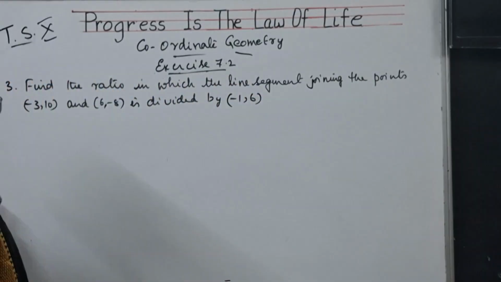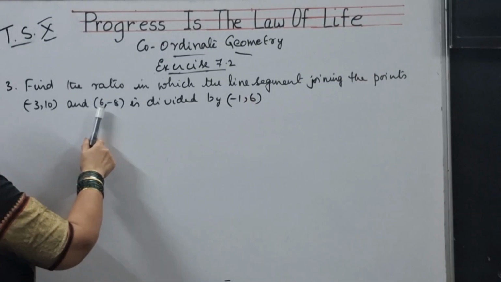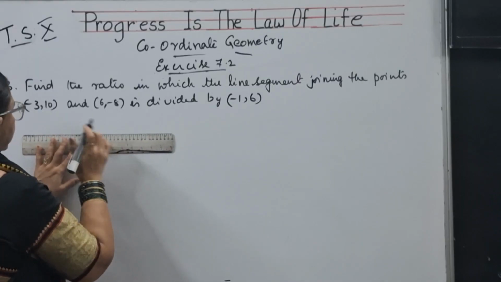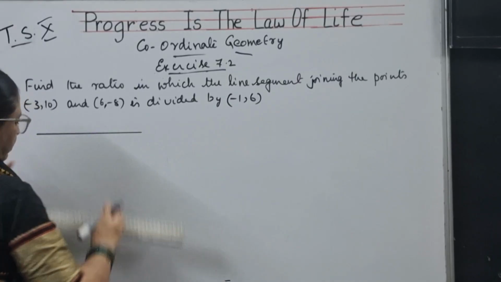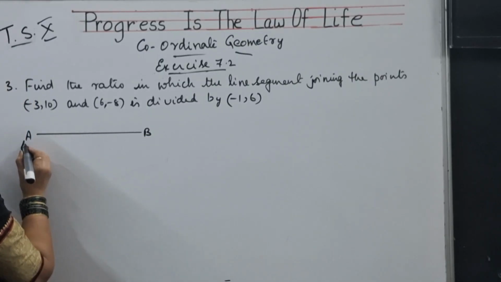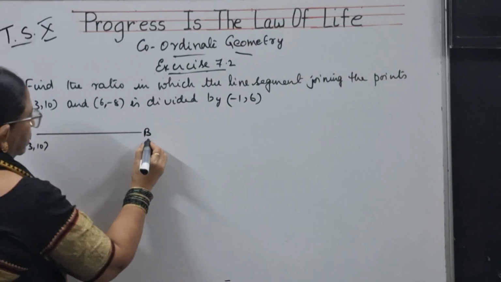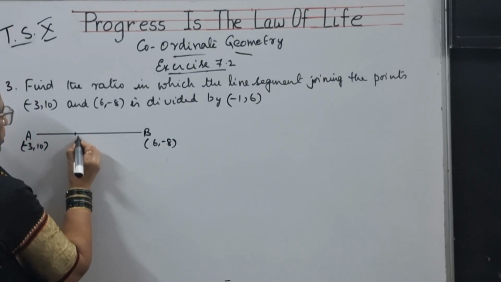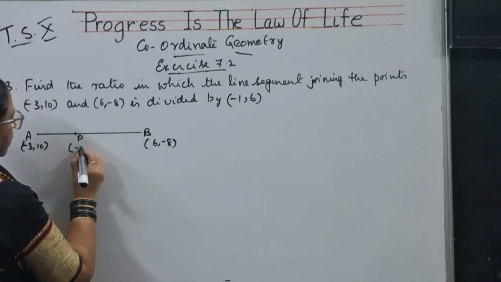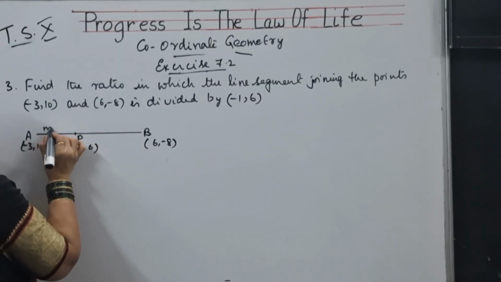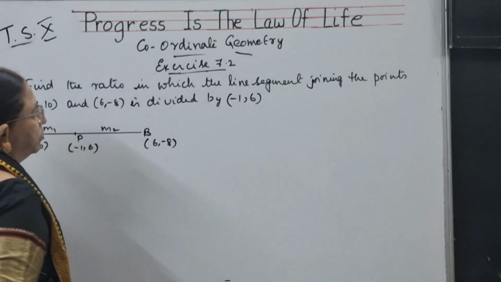Now, third question. Find the ratio in which the line segment joining the points minus 3 comma 10 and 6 comma minus 8 is divided by minus 1 comma 6. So, let me draw. This is A and B. Coordinates of A minus 3 comma 10. Coordinates of B 6 comma minus 8. Let us suppose there is a point P, and P coordinates are given as minus 1 comma 6. Now the question is, what is this ratio? So let me consider this as M1 and this as M2.